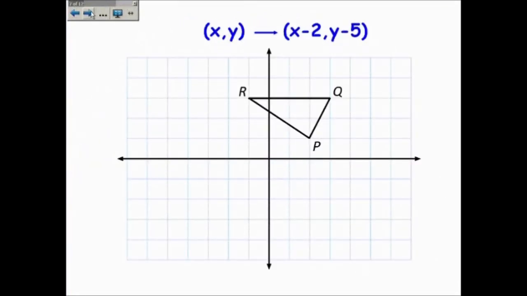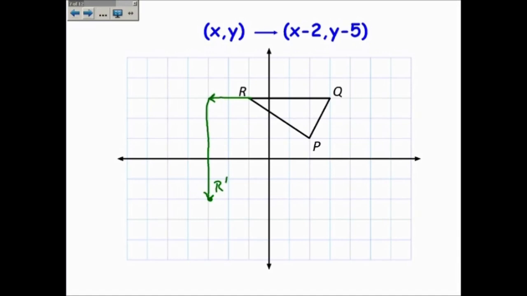Now let's take this triangle and let's use the transformation rule. x, y maps to x minus 2, y minus 5. Okay, I'll start with point R, and R prime will be -2 in the x direction. So in the x direction, I'll move this way, -2. Okay, and then in the y direction, I will go down 5. 1, 2, 3, 4, 5. Okay, so R prime will be right here.